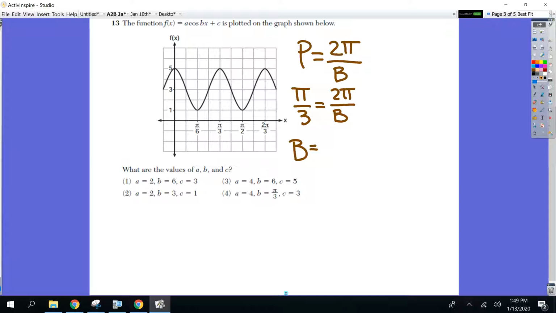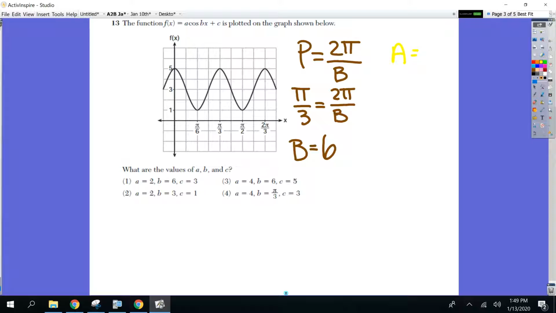Getting the B value? Yes, 6. Good. That's the toughest part. A and C are just formulas now. You can get rid of 2 and 4, right?